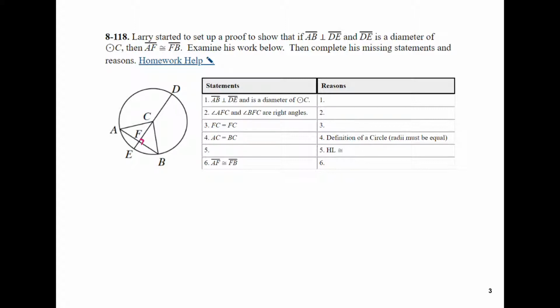So statement number 1 is our given. So that is what the book told us. Then he states that angle AFC and angle BFC are right angles. And that is the definition of perpendicular.